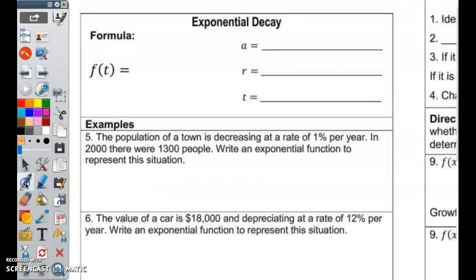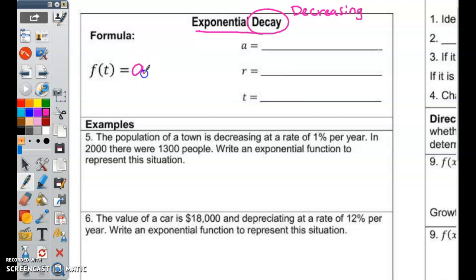So right here, we're going to use the same equation, the same formula, but now it's decay. So it's decreasing, okay? It's the word decreasing. So it's less than the dollar. Decreasing from a dollar, so it's going to be minus.